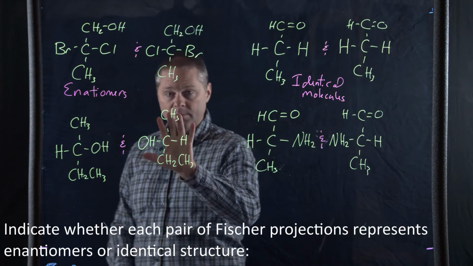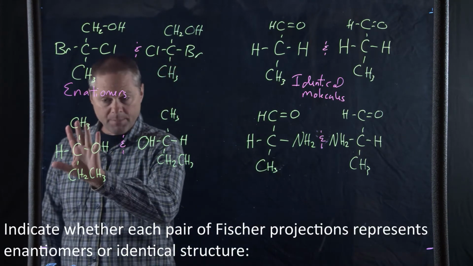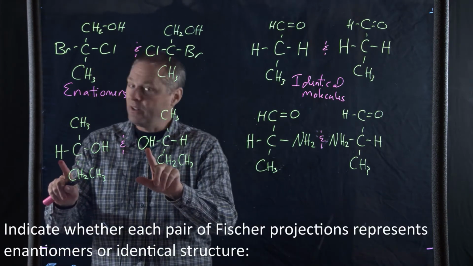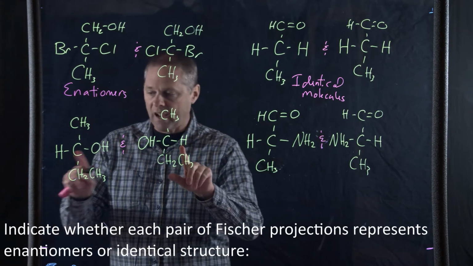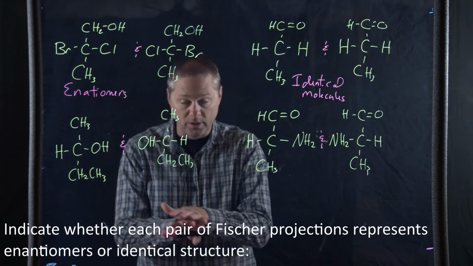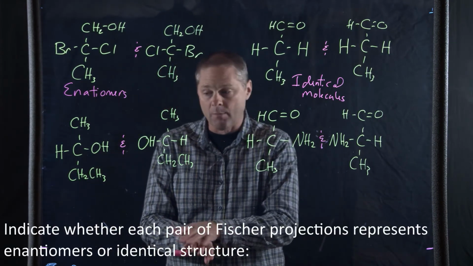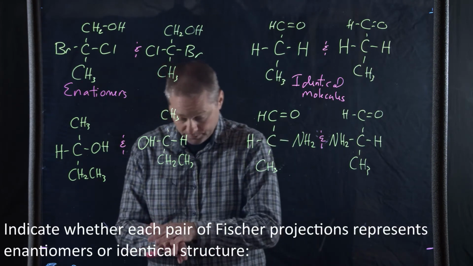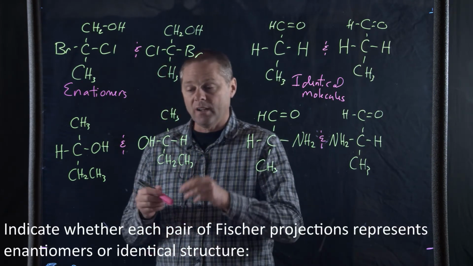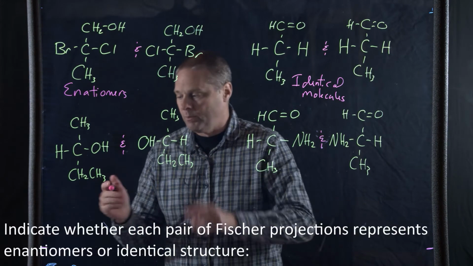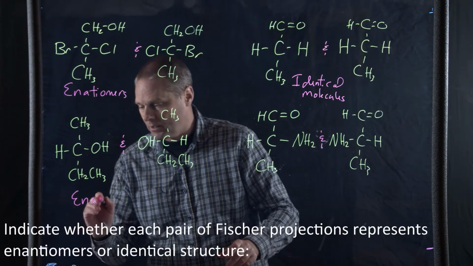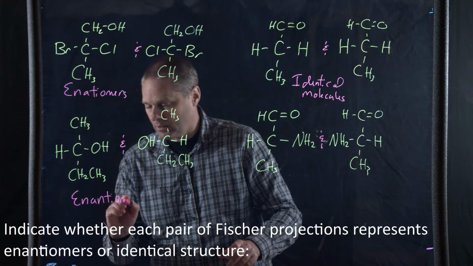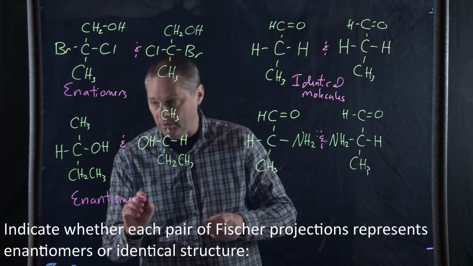So now if we take this molecule and set it on top of this molecule, the OHs are not going to align. This hydrogen and this OH are not going to align, just like your hands stacked on top of one another. So this would be an enantiomer, or they would be enantiomers.